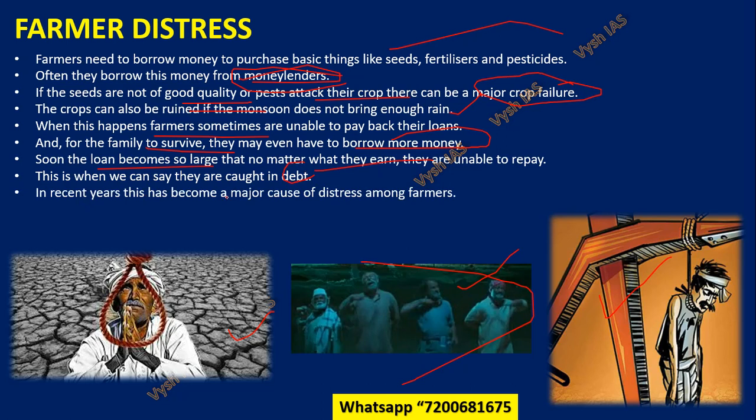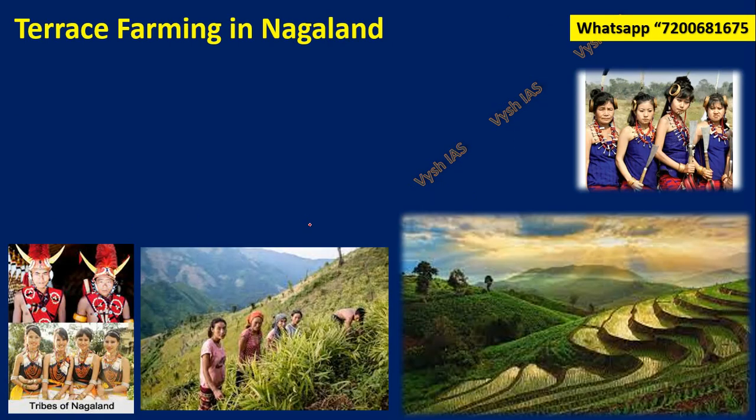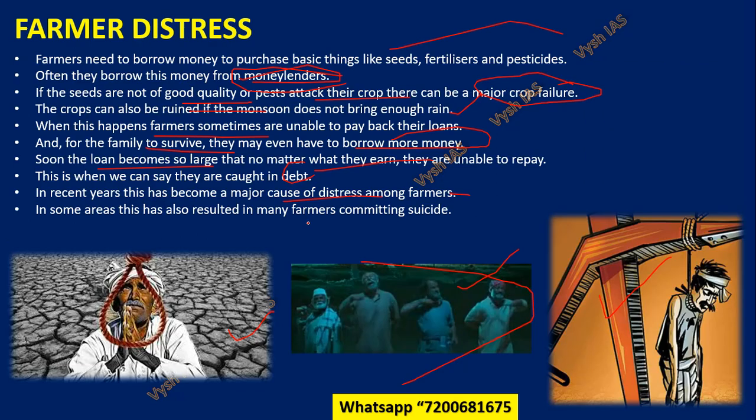In recent years, this has become a major cause of distress among farmers. Okay, this is written in NCERT. Whenever it says recent years, it doesn't mean that even now everything is still the same. Things are changing. So in some areas, this has resulted in many farmers committing suicide. Okay, so that is the farmers' distress issue.